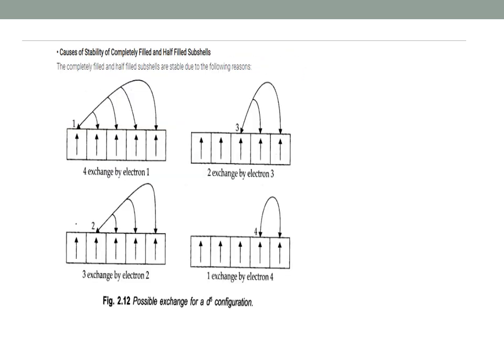Now causes of stability of completely filled and half filled subshells. On the screen, it is showing the exchange of electrons. The completely filled and half filled subshells are stable due to the following reasons. Here, electron 4 can exchange with electron 1, similarly 2 can exchange with 3, 3 can exchange with 2, and 1 can exchange with 4. So these are the various possibilities of exchange.